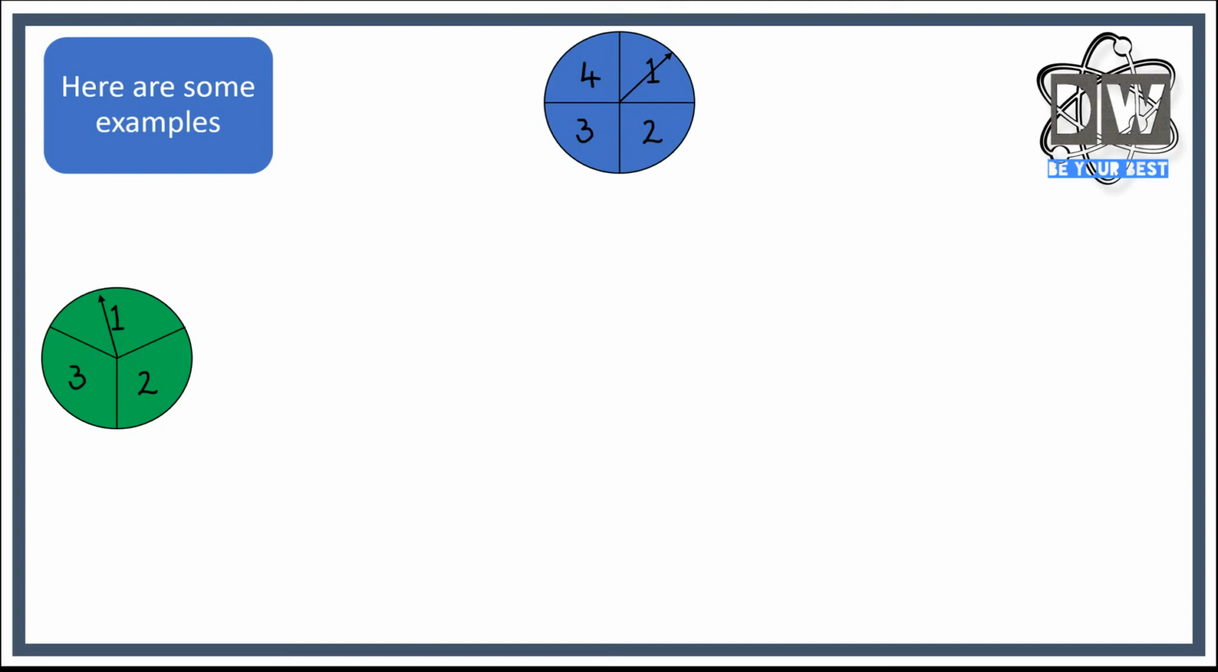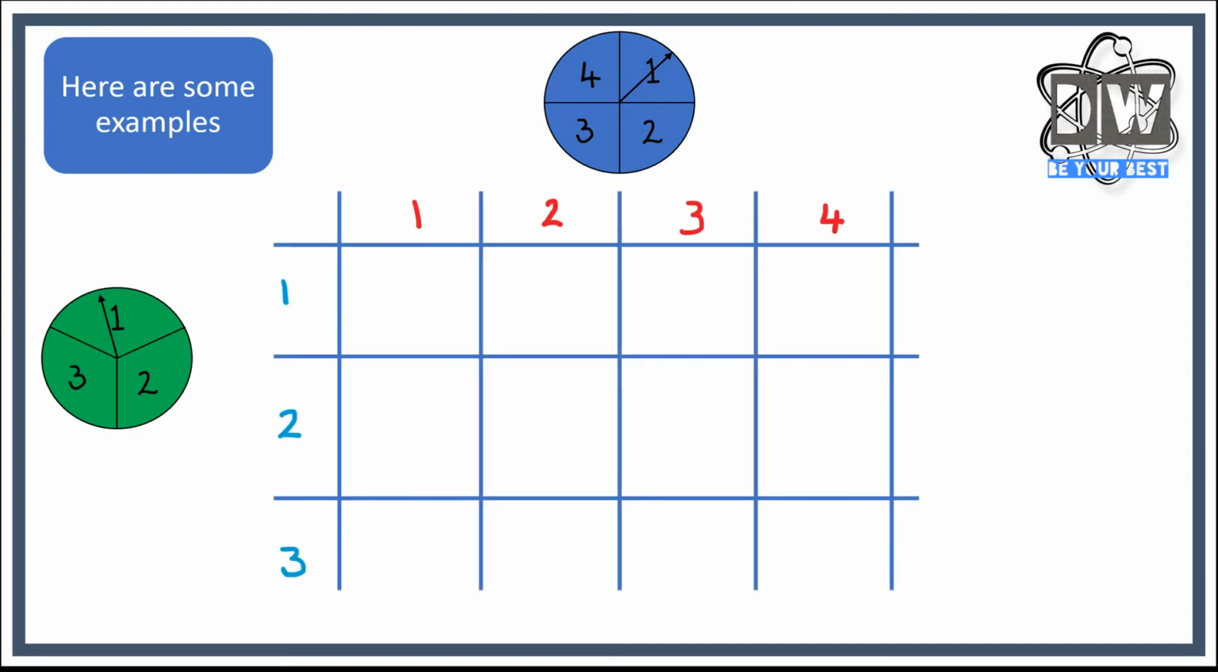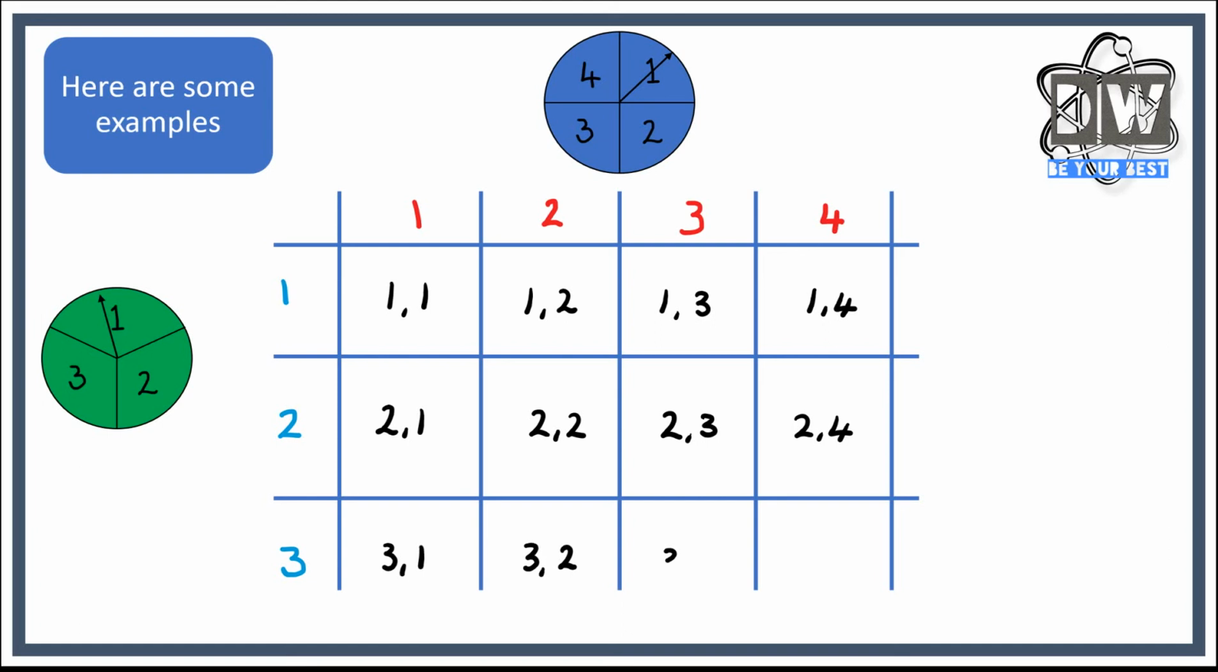So let's bring that sample space diagram up now. So I could spin a 1 and a 1, which would give me 1 and 1. I could go 1 and a 2, which would give me 1 and 2. 1 and 3, 1 and 4, 2 and 1, 2 and 2, 2 and 3, 2 and 4, and last I could get a 3 and a 1, 3 and a 2, and 3 and a 3, and a 3 and a 4.